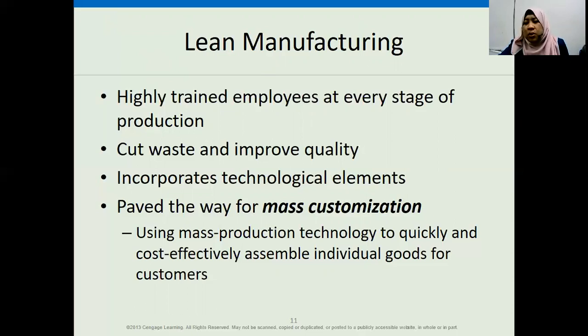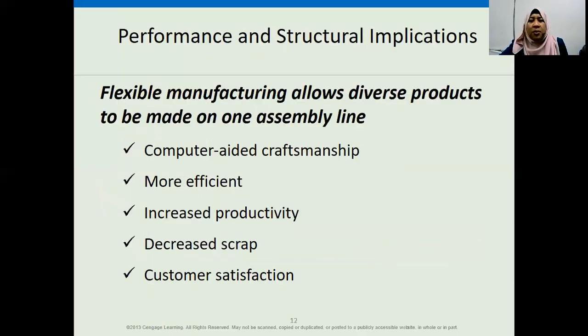Maybe you want to increase the RAM, maybe you want to increase the processor, you want to design it like this. So you have that customization right. All right, and then performance and structural implications. We do have flexible manufacturing, which allows diverse products to be made on one assembly line. We also have computer aided craftsmanship, and then more efficiency, increased productivity, decreased scrap, and also customer satisfaction.